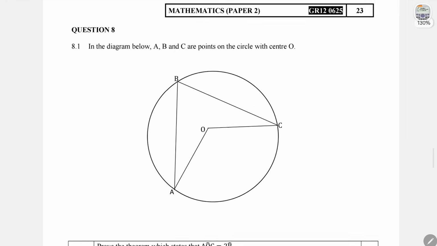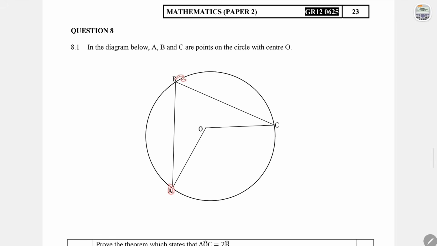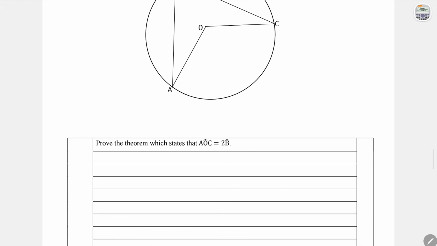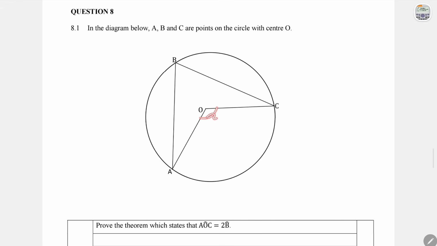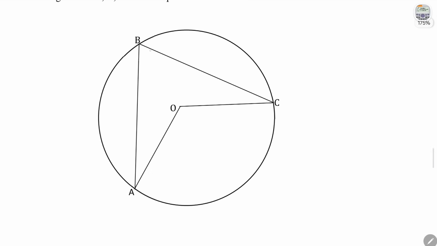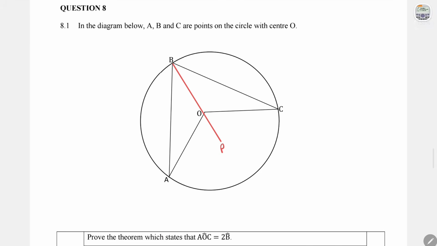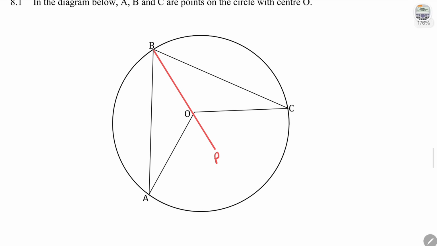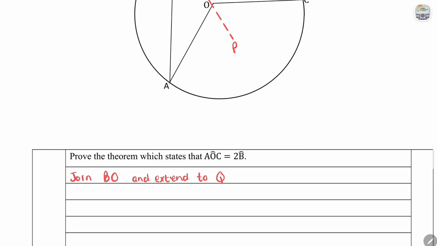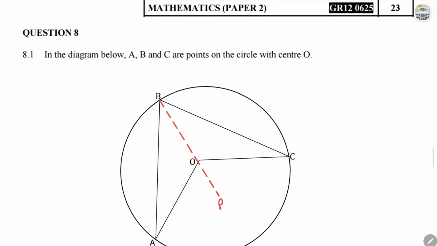Question 8.1 says, in the diagram below, A, B, and C are points on the circle with center O. And we need to prove the theorem which states that angle AOC is twice the size of angle B. So to prove this theorem, we're just going to make one construction. We're joining BO, and we can just extend it to a point. So we can say join BO and extend it to, let's say, P, since P is not really being used here in this diagram. So that's what we're going to do, and make sure that you write down every construction that you have made. Okay, so any description of how that has been constructed will do.